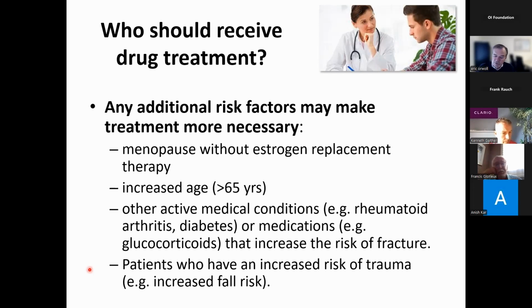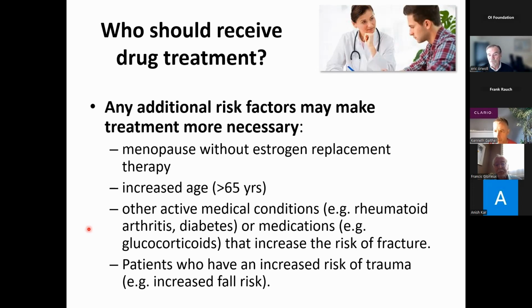So all these factors go into the decision that faces a clinician and a patient in considering whether to undertake drug therapy. The more of these conditions present, the more likely drug therapy might be appropriate.